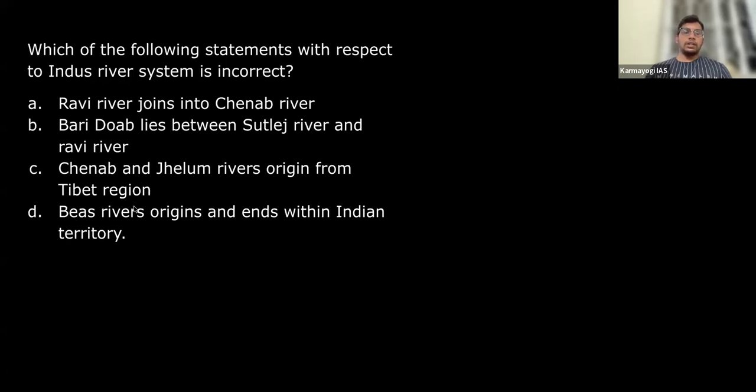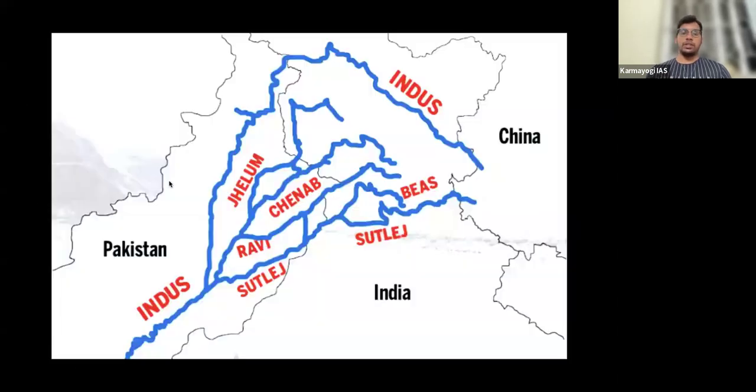You can see that Chenab and Jhelum rivers originate within India. So you can see here Chenab as well as Jhelum originate from Indian territory itself. So this is the wrong statement. And Ravi River joins the Chenab here, right? And Jhelum River also joins Chenab here. Fine. This is the Indus River. Then Jhelum joins into Chenab, Ravi joins into Chenab, and this Chenab joins into Sutlej River.